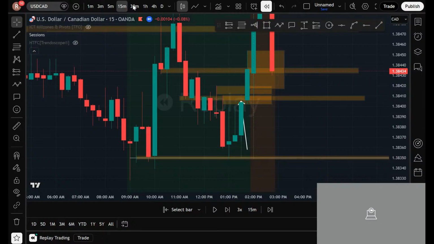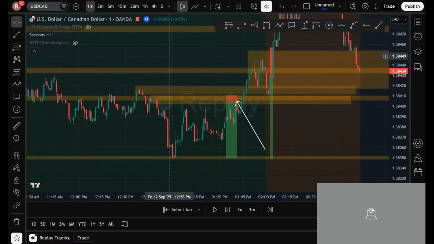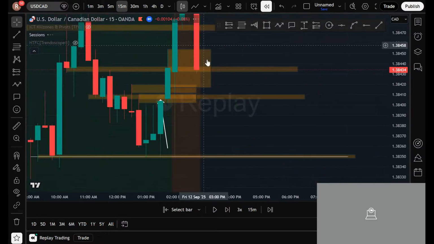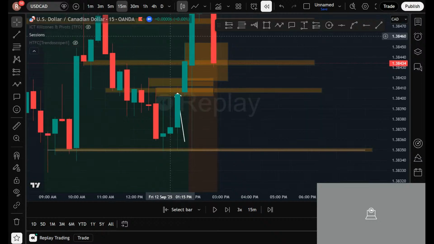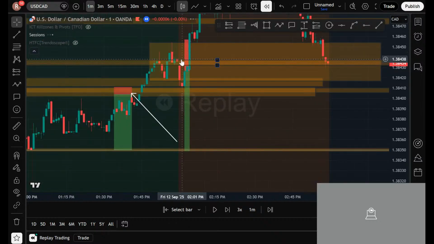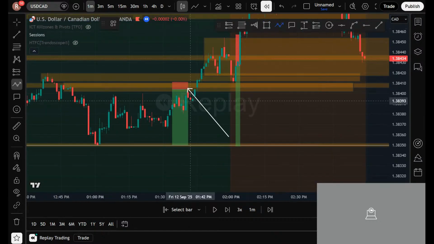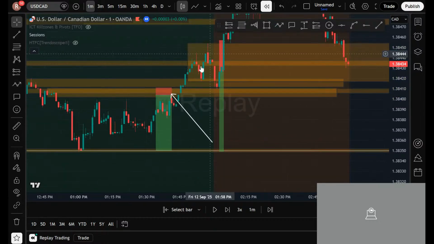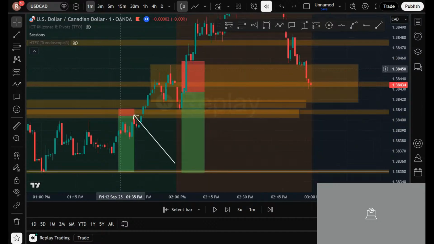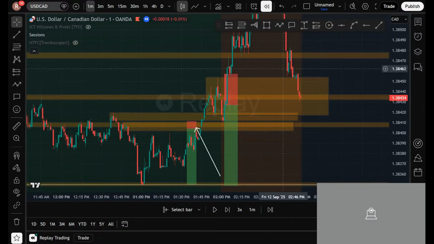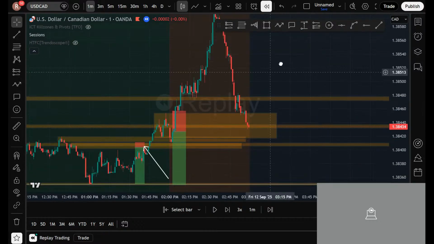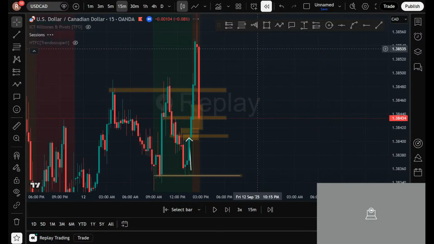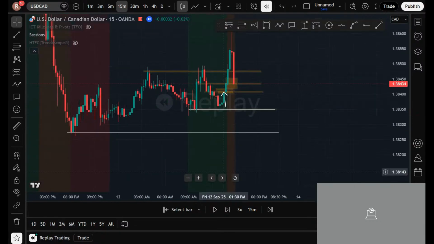This trade, buyers are way too strong. Sellers, buyers, sellers. Yes, the second one is valid as well. So two SL for the day, and nothing more.